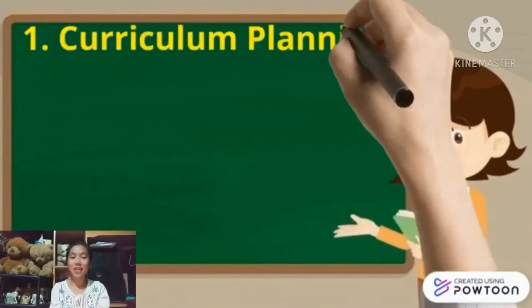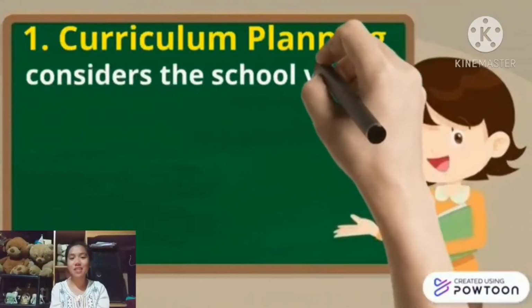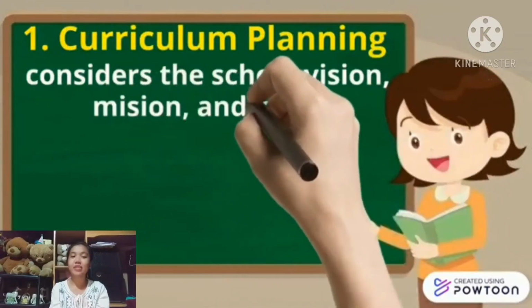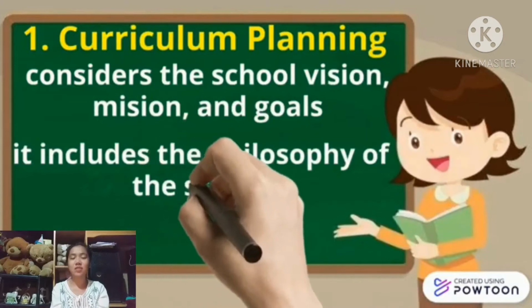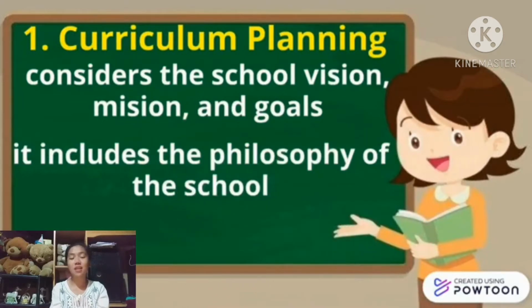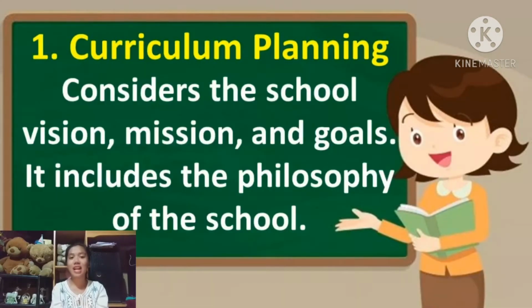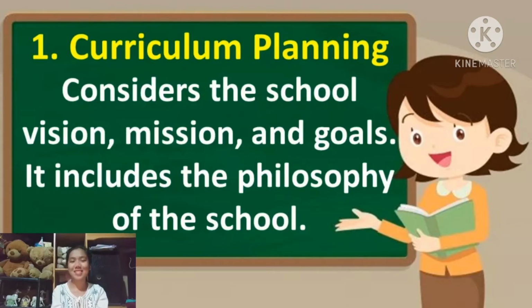So the first phase of the curriculum development process is curriculum planning. Curriculum planning considers the school vision, mission, and goals. It also includes the philosophy or strong educational belief of the school. All of this will eventually be translated to classroom desired learning outcomes for the learners.